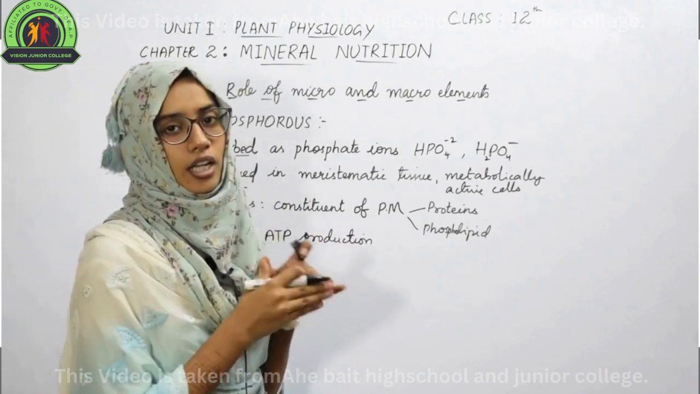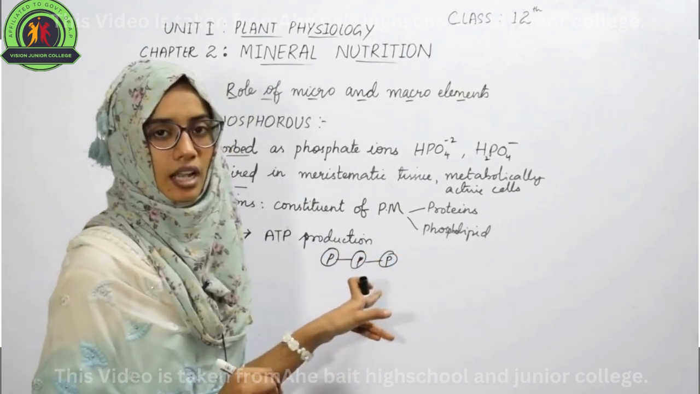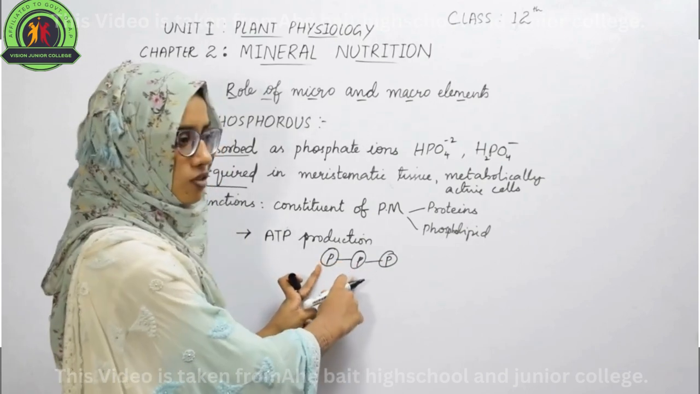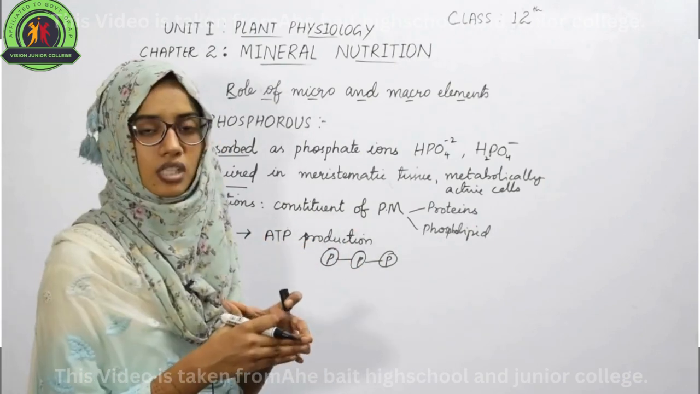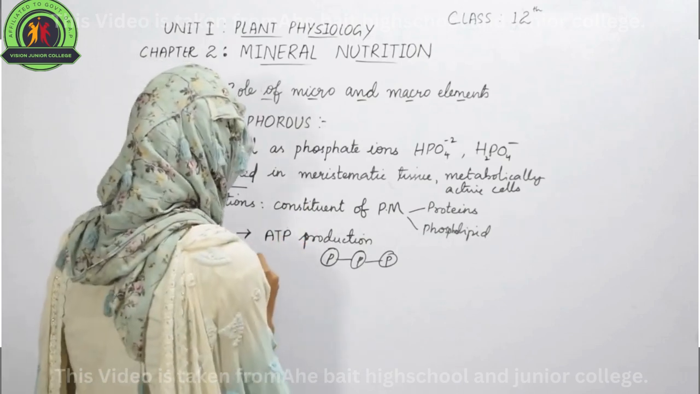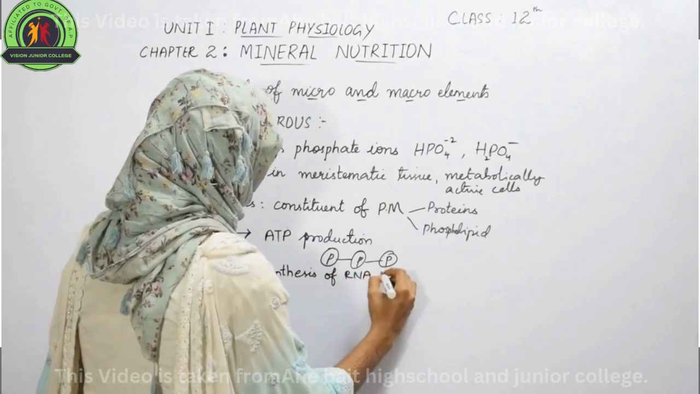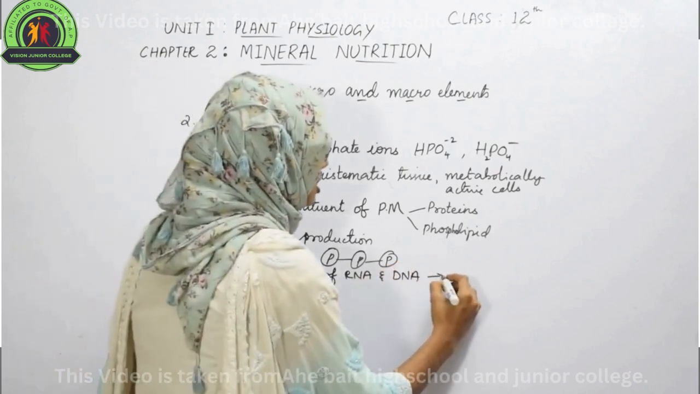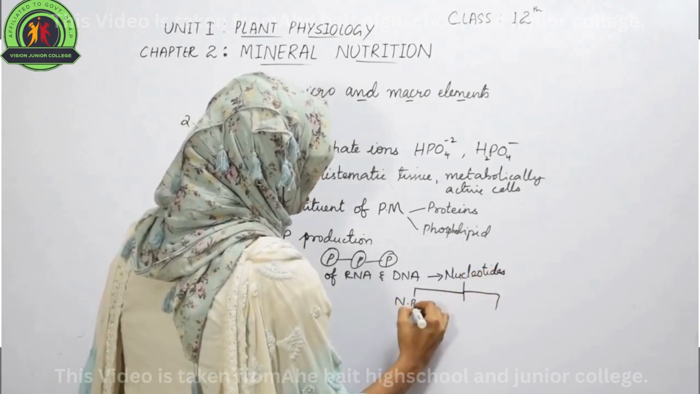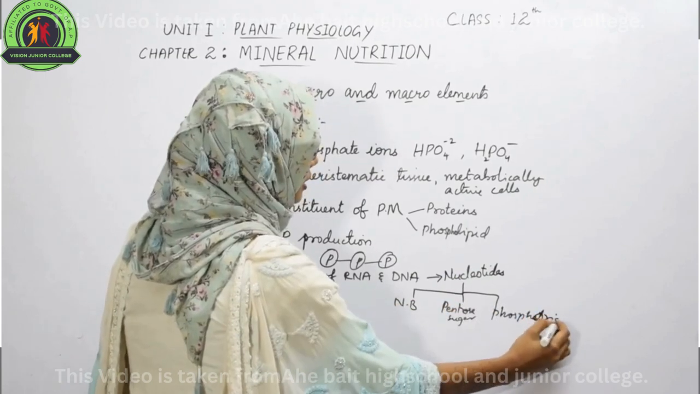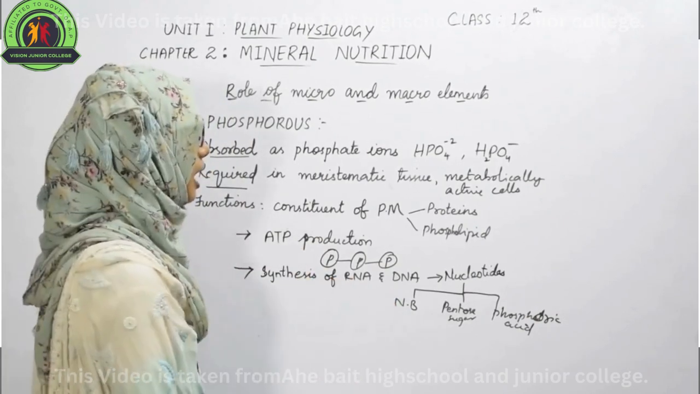When we see the structure of the adenosine triphosphate molecule, three phosphate bonds are present, and the bond between these phosphates breaks down in order to release energy. So phosphorus also helps in the synthesis of the ATP molecule. The next function is that it is essential in the synthesis of RNA and DNA, the nucleic acids, because these are made up of nucleotides, and a nucleotide has a nitrogen base, a pentose sugar, and phosphoric acid. In this way, phosphorus is essential in the synthesis of nucleic acids like RNA and DNA.